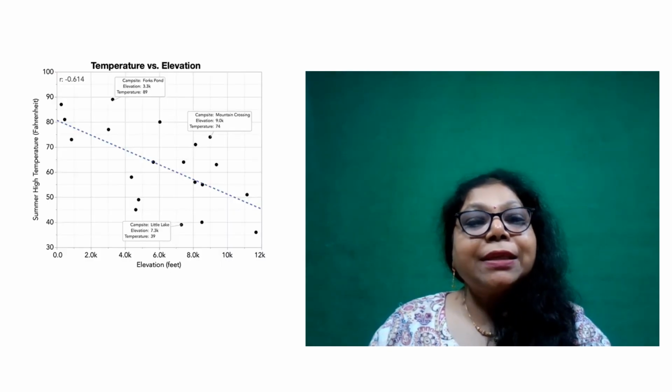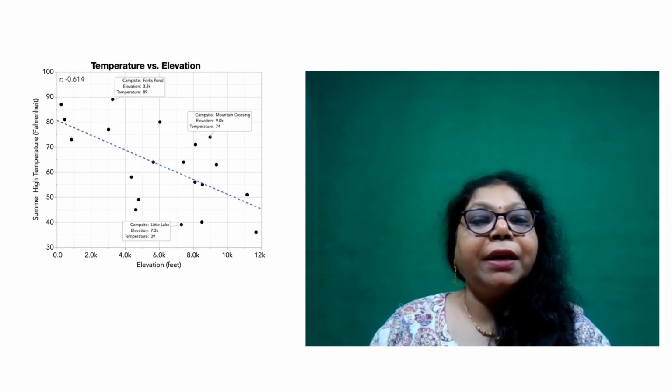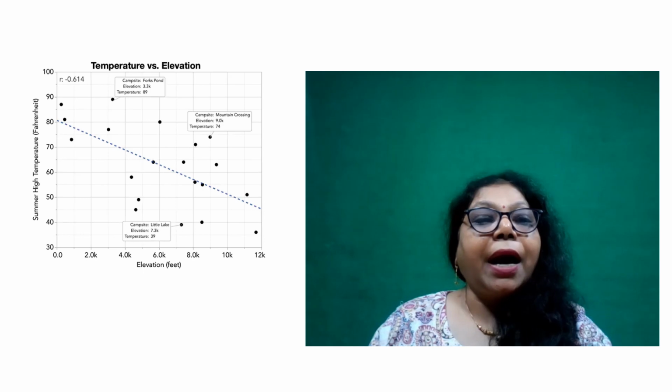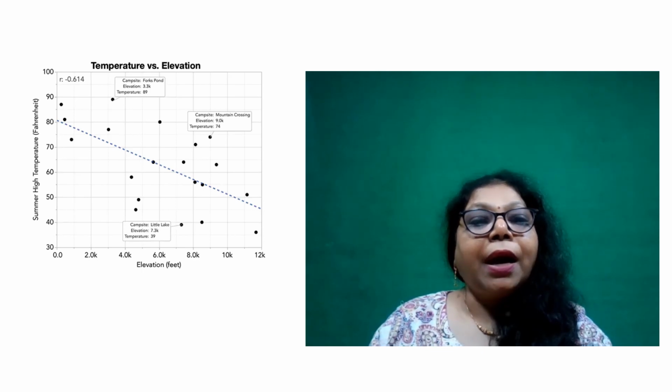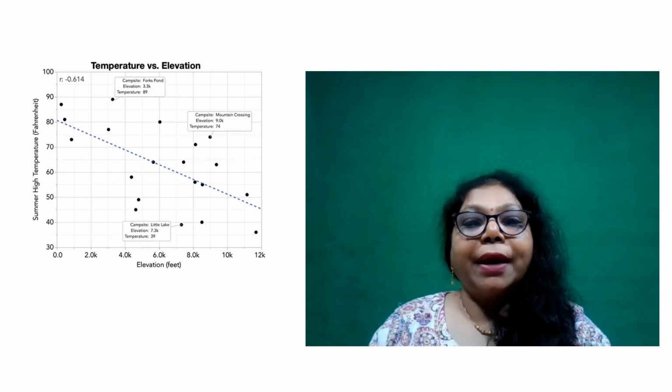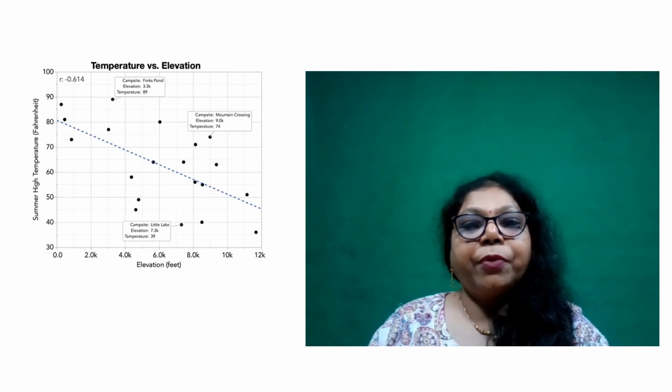So as you can see in this diagram, we have elevation in feet and summer high temperature in Fahrenheit. And here the height and the temperature have been plotted for the various campsites. And we can see there is a linear relationship, as when we join some of the points, they form a linear line. So here we can have some more complex relationships also.